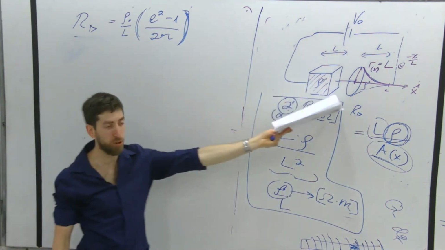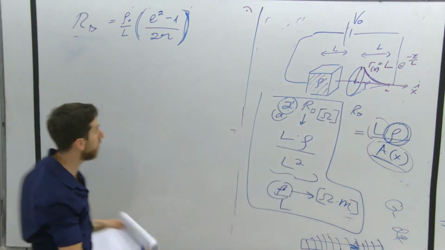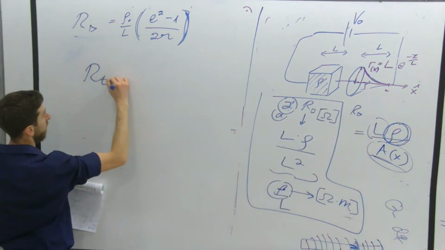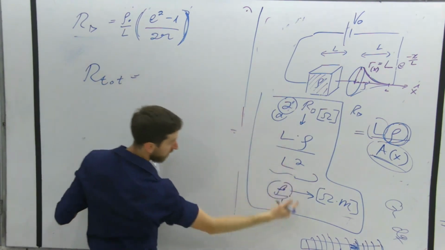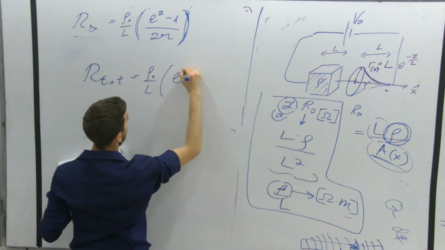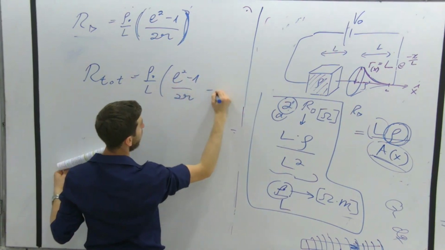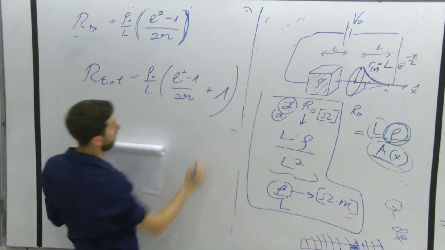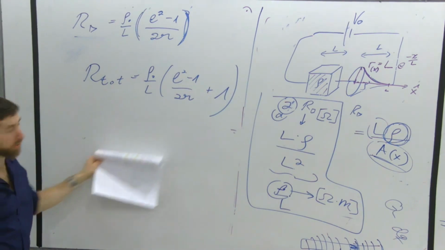They are two connected in series as well. So R total is equal to this thing plus this thing. So it's rho 0 L exponent minus 1 2 pi minus plus 1. Okay? That's the idea. Perfect?